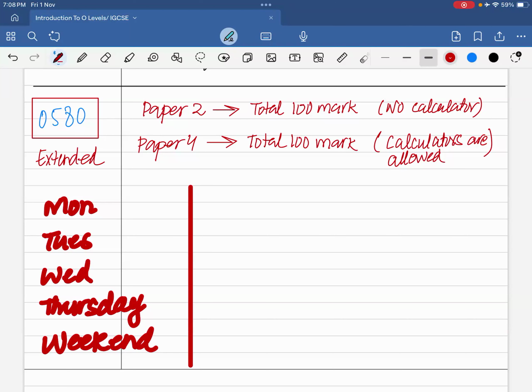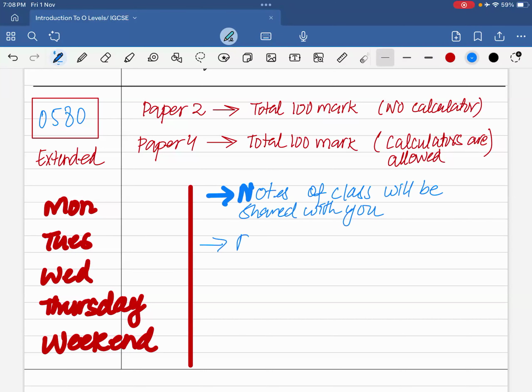ठीक है? After every class, I will be sending you a few things. Notes will be shared on a regular basis. You will see that I will be sending a lot of notes. Notes of the class will be shared with you. Second thing, a recording will be shared after every class. All of you will have access to open that recording on your computer or mobile phone. You can easily watch that lesson once again. And the last thing is that you can download that recording as well.